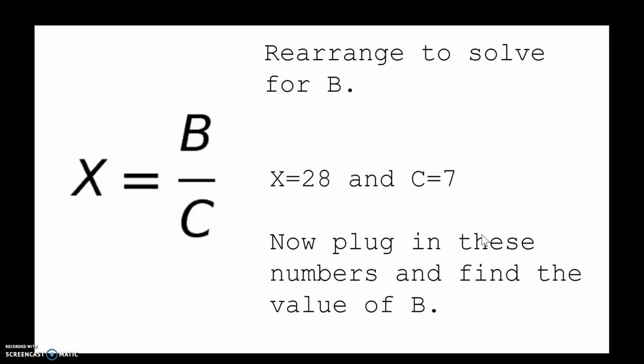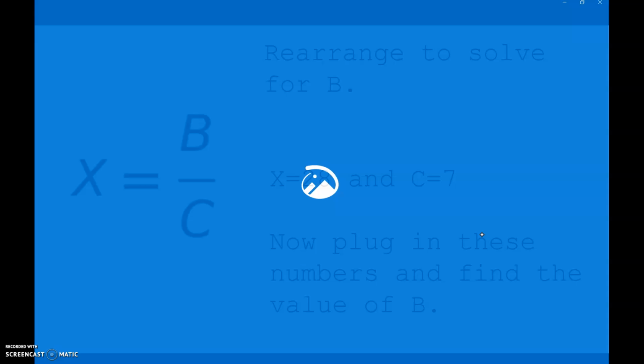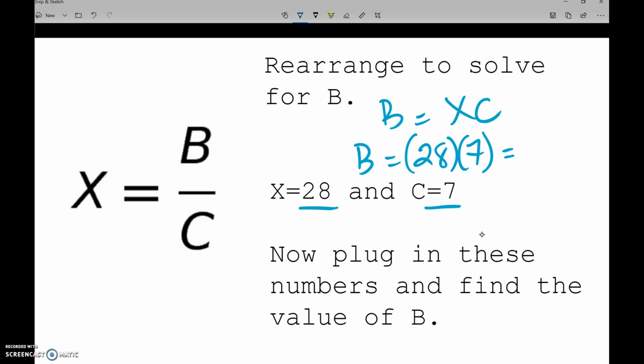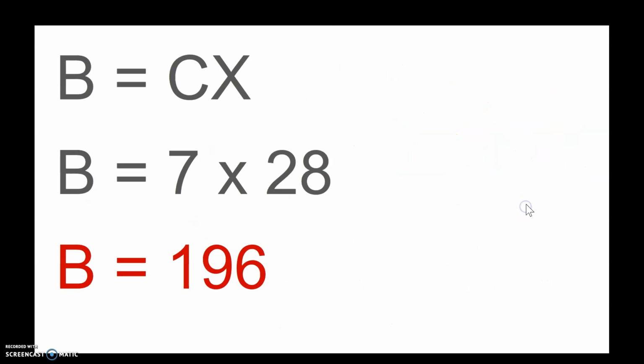So we just found that B is equal to X times C. Here's our numbers down here. We're just going to plug that in. So B is going to equal 28 for X, multiplied by C, which is 7, which is going to give you 196 as your answer. So B equals 196. Okay, we will do more of these on Monday.